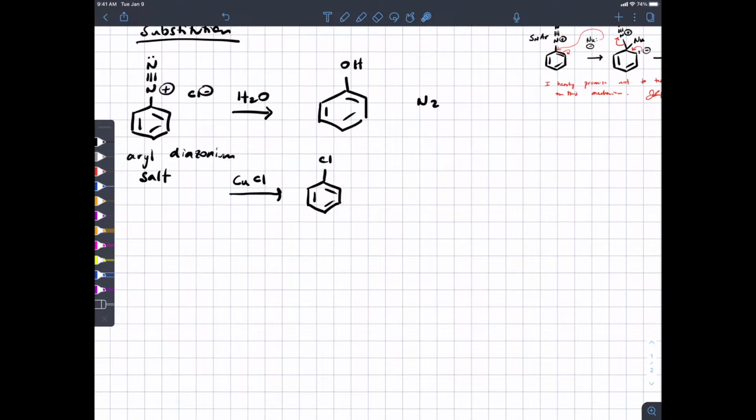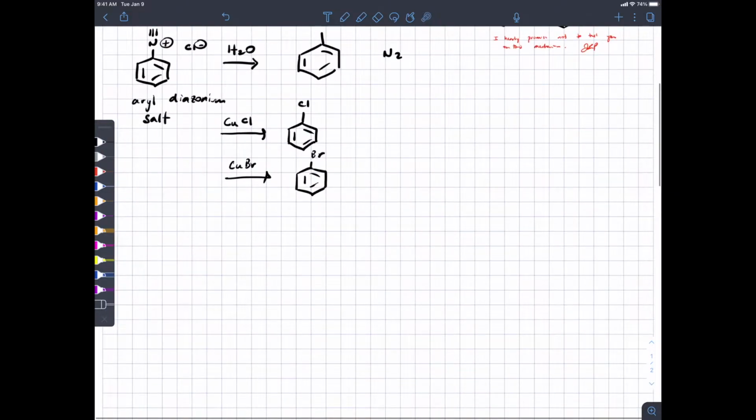Making the phenol is particularly useful because we haven't figured out a way to make the phenol yet. More useful than these are a couple of reactions that allow you to make the iodo and fluoro derivatives, which we haven't been able to do before, in part because the fluorination reaction through the electrophilic aromatic substitution mechanism would have been way too reactive and violently explosive.